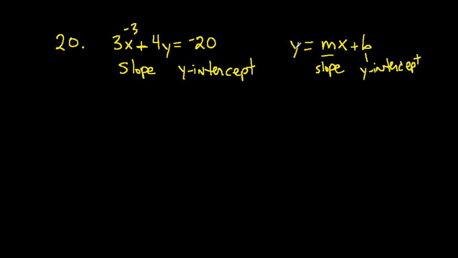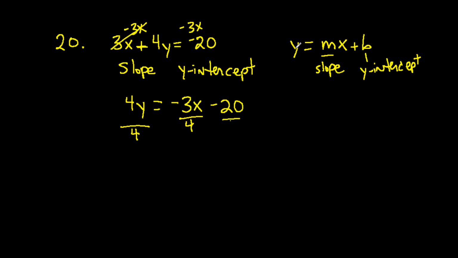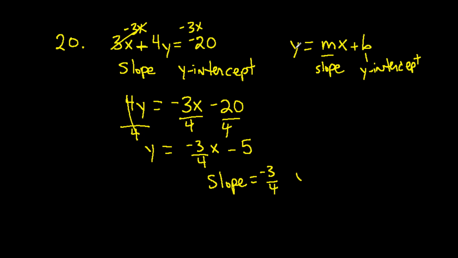We will do that by subtracting 3x from both sides of the equation. We'll get 4y equals negative 3x minus 20. Notice I'm putting the x term right after the equals so that it's in y equals mx plus b form. Lastly, we need the y alone, so we're going to divide every single term by 4. We get y equals negative 3/4 x minus 5. So our slope is negative 3/4 and our y-intercept is negative 5.